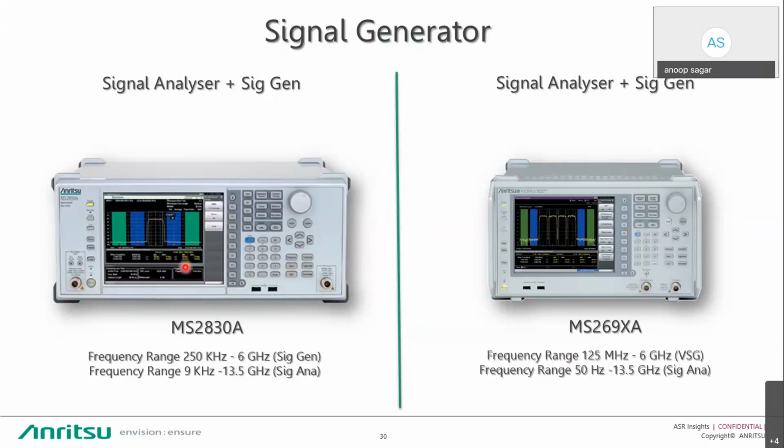So this is a full-fledged spectrum analyzer or signal analyzer, which means you can demodulate your analog and digitally modulated signals with the help of the signal analyzer, and at the same time you can generate with the help of this signal generator. The frequency for this signal generator is limited to 6 gigahertz, and for the signal analyzer it can go up to 13.5 gigahertz. And for this one, again the same, it starts from 50 hertz and goes to 13.5 gigahertz. The frequency range for the vector signal generator is 125 megahertz to 6 gigahertz.